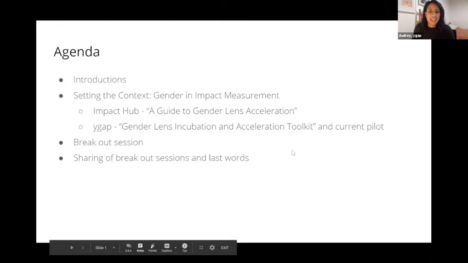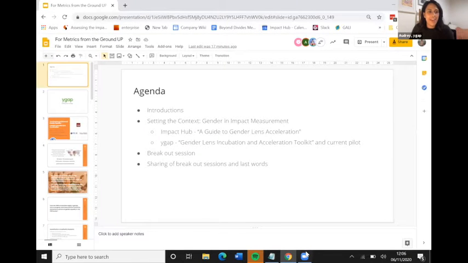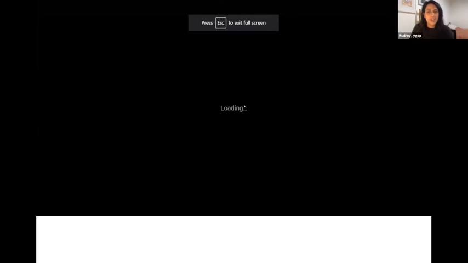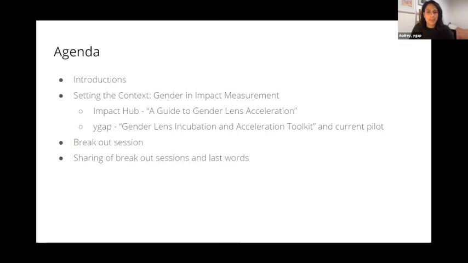So the session today will start with some introductions, and then we will set the context for today's discussion with two presentations where we will introduce you to two very useful resources that have been developed over the past couple of years to support accelerators and incubators to consider gender within our work and to advance gender equality.